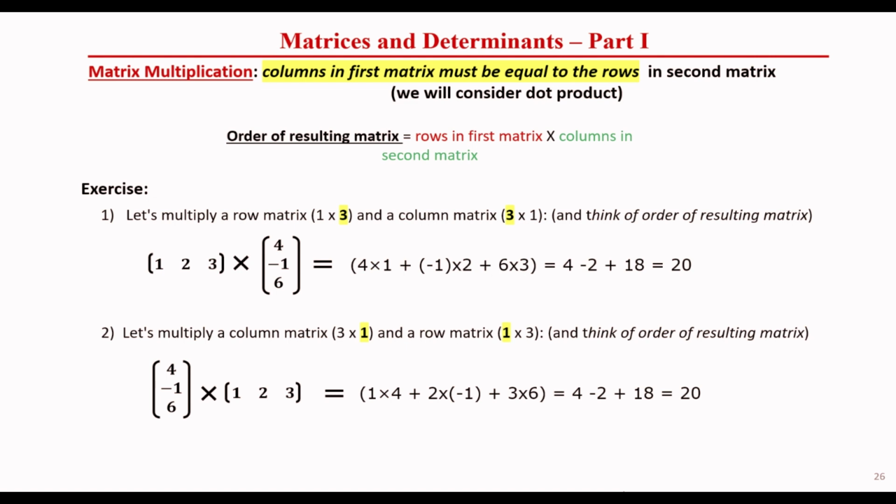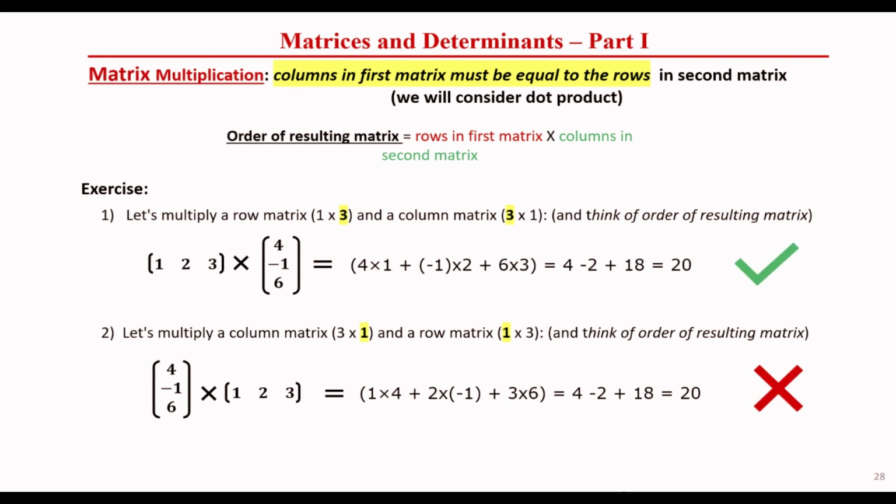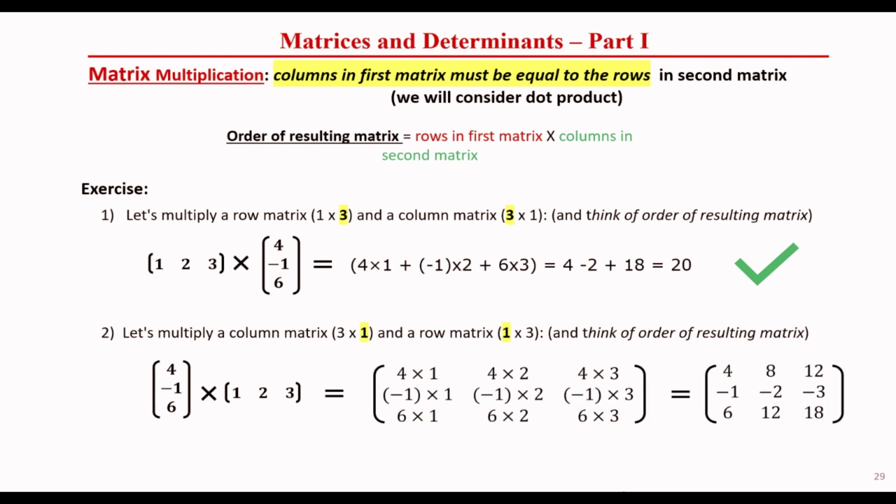But the order is not correct. We should be getting 3 by 3. So the first one is correct, the second one is not correct. How do we do it then? Well, we can basically follow the rules. To multiply the matrices, we should take the first row from the first matrix, multiply it with the first column from the second matrix, and so on and so forth. And we end up getting a 3 by 3 matrix.